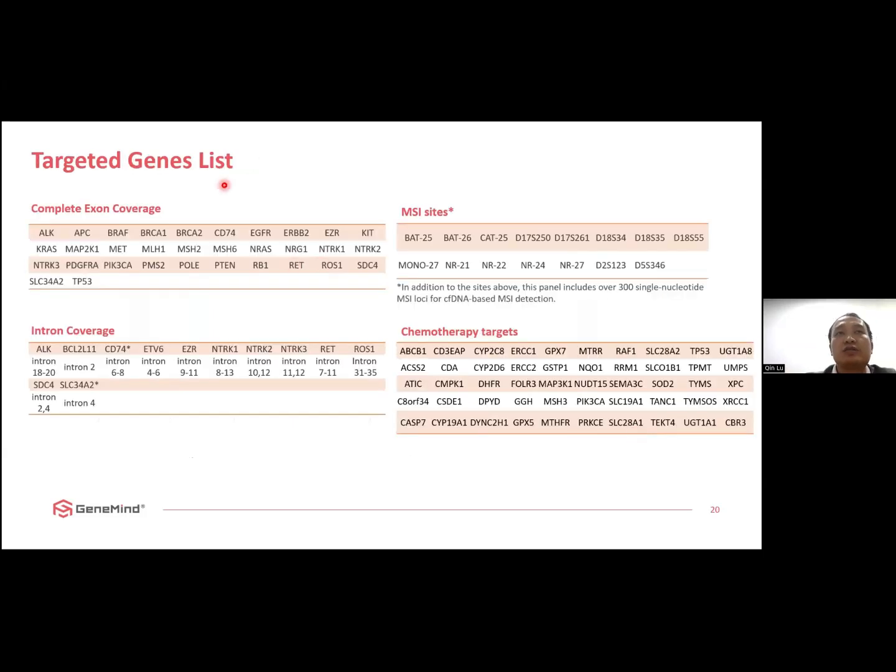Here is the detailed target list, and we covered the targets I mentioned in the guideline before. All these genes have been covered. Also, we covered some other genes that may have potential for therapies.